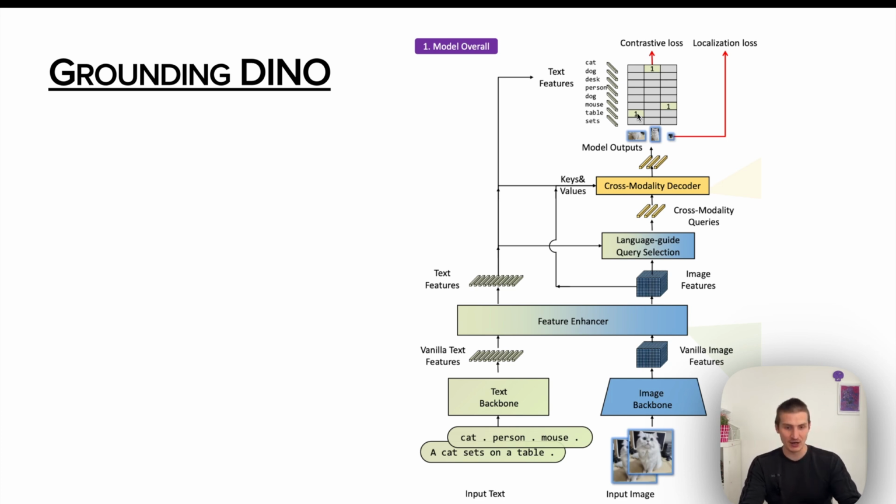But then the actual output is quite similar to DINO. So we also have a set of detections. The detections themselves contain the bounding boxes and the actual text for what the model is seeing. And in training, that is then matched to ground truth using the same Hungarian matching loss. And then during inference, we don't really use Hungarian matching loss. We just take the outputs and just use them as is.